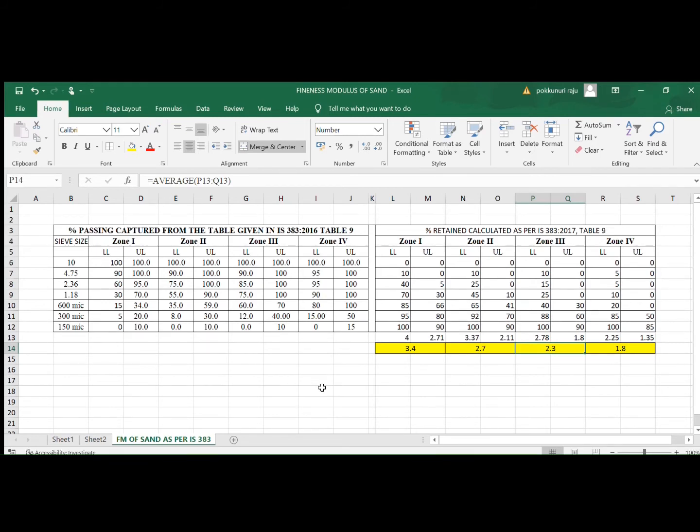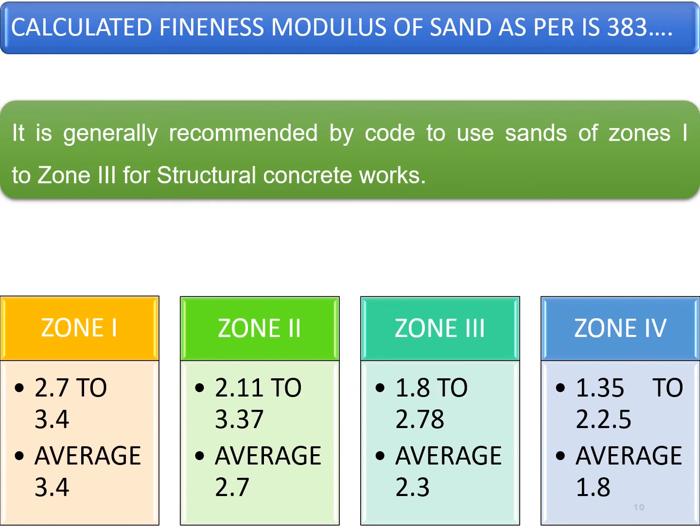So even though IS 383 doesn't give you a direct limitation as far as the fineness modulus of the sand is concerned, indirectly, if you want, you can calculate what should be the fineness modulus of the sand, which is suitable for concrete, even if the IS 383 is taken into consideration. But we know that IS 383 doesn't specify any value for the fineness modulus.